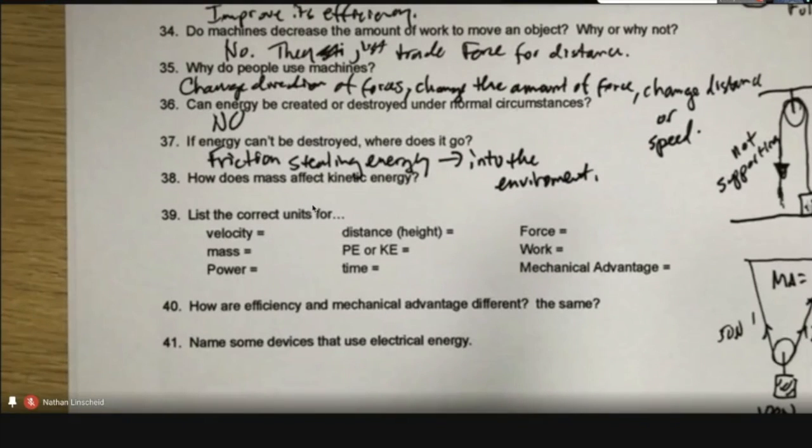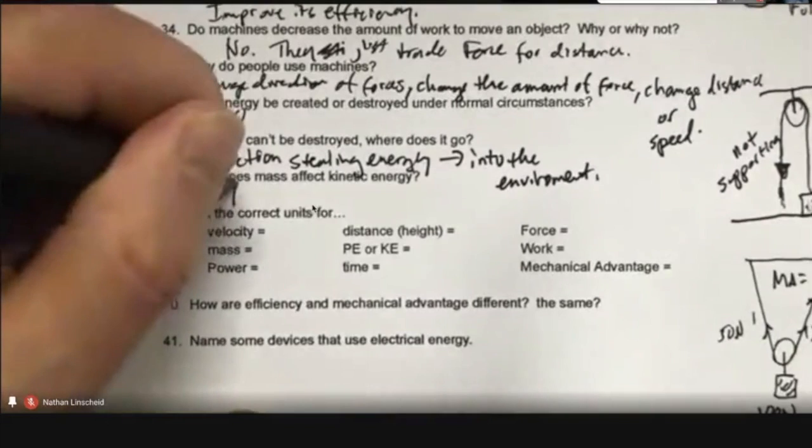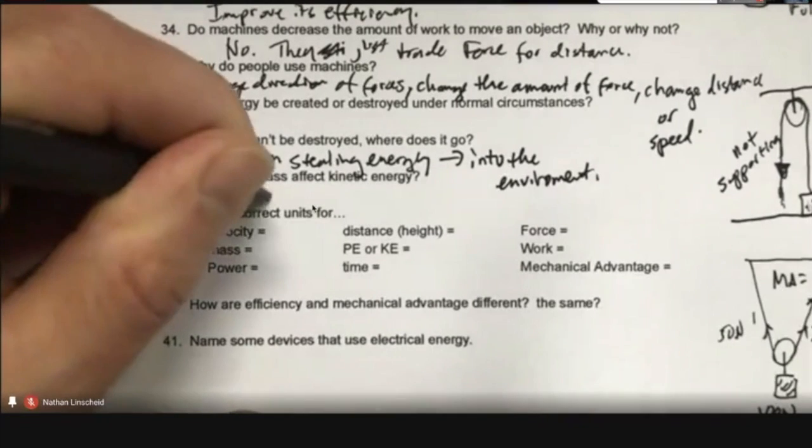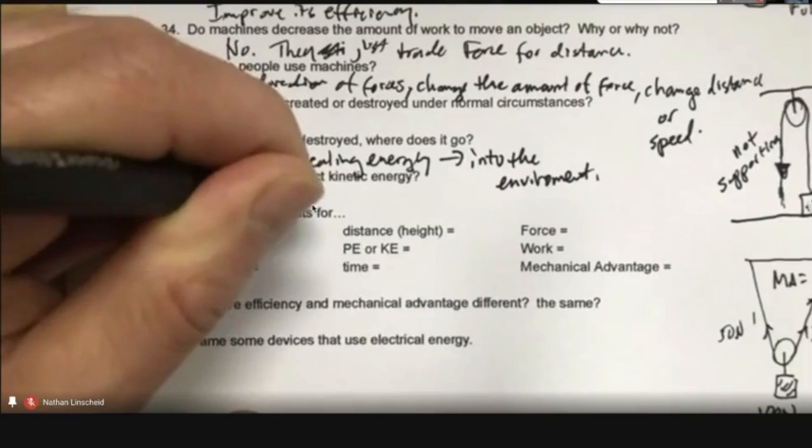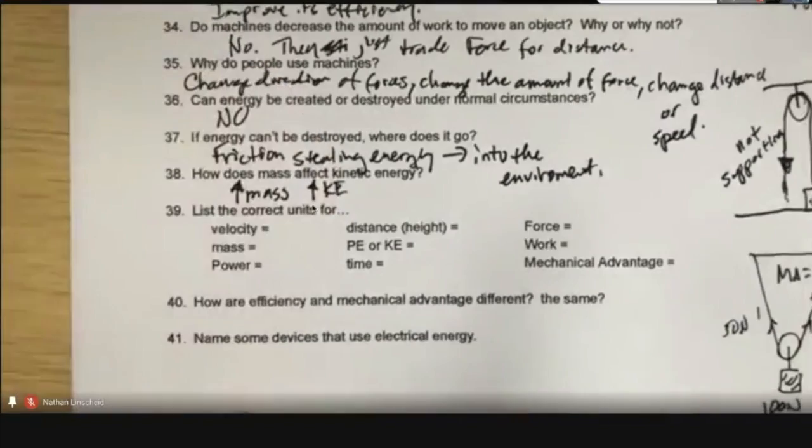38, how does mass affect kinetic energy? Kinetic energy, if you increase mass, you increase kinetic energy. So if mass goes up, kinetic energy also increases.